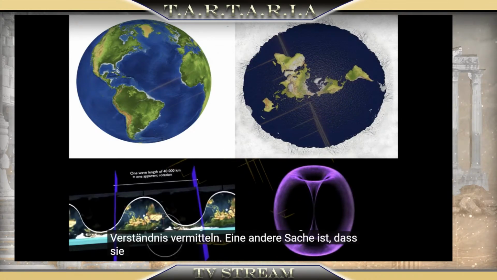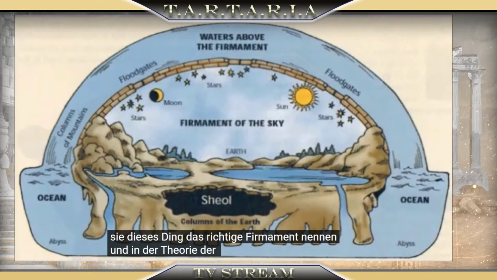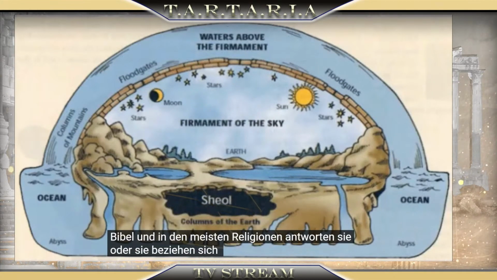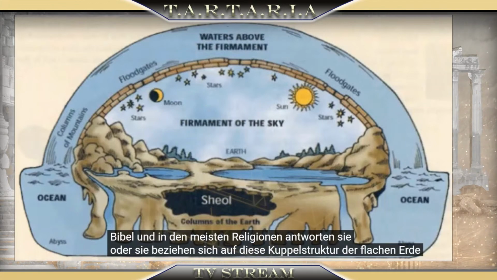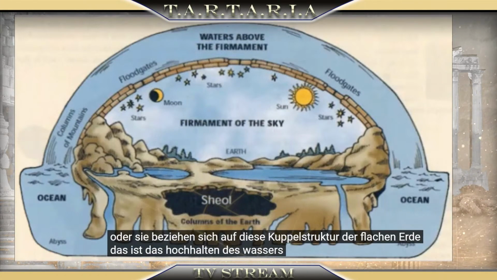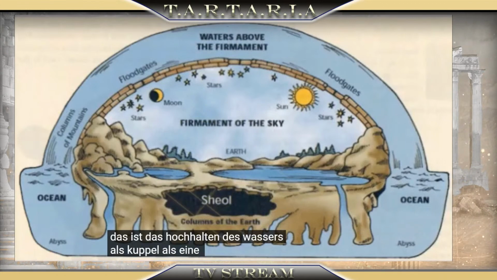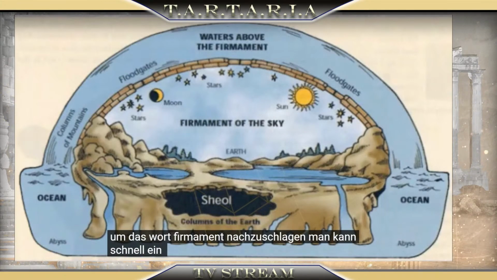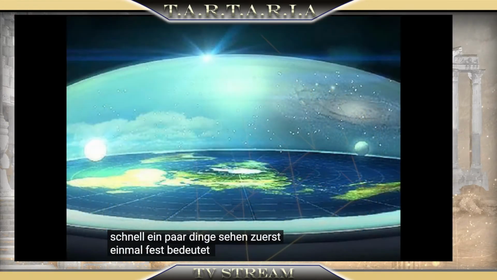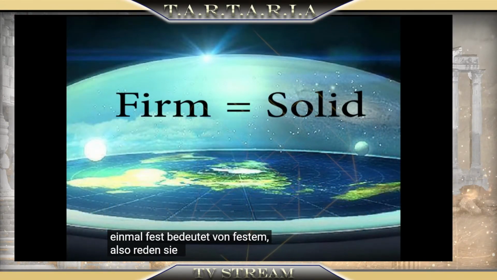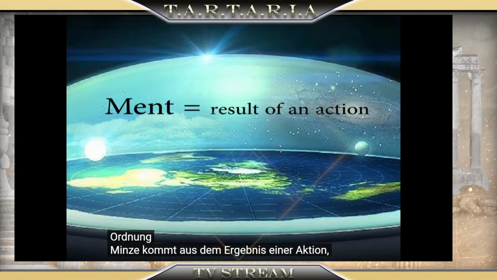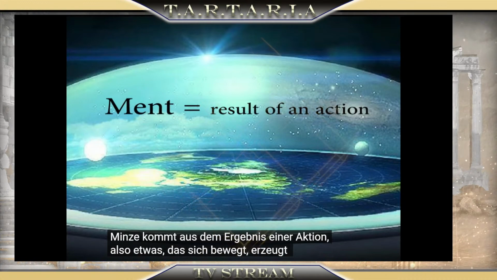So another thing is that they call this thing the firmament, right? In the flat Earth theory and in the Bibles and in most religions, they refer to this flat Earth dome structure that's holding up the waters as a dome, as some kind of firmament. They use it as the word. Now, to look up the word firmament, you can quickly see a couple of things. First of all, firm comes from solid. So they're talking about a solid dome, right? Ment comes from the result of an action. So something that's moving creates this solidity.